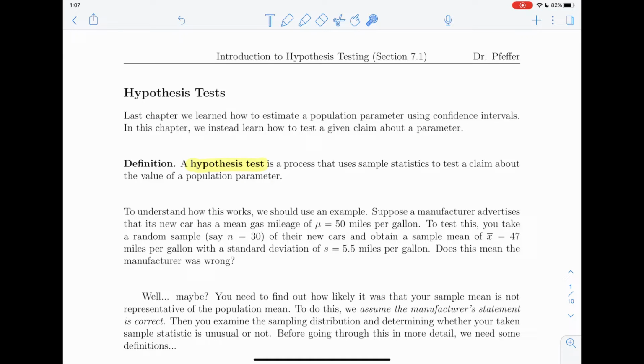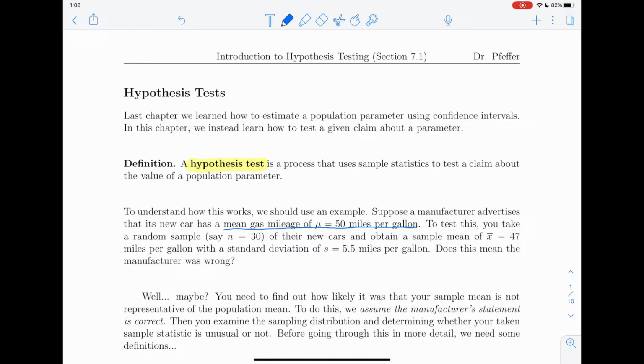A good guiding example to begin with is the one we have here. Suppose you have some sort of a manufacturer, and it manufactures a new car. And they claim that this car has a mean gas mileage of 50 miles per gallon. You read this and you may or may not question the validity of this claim. So you want to test it.